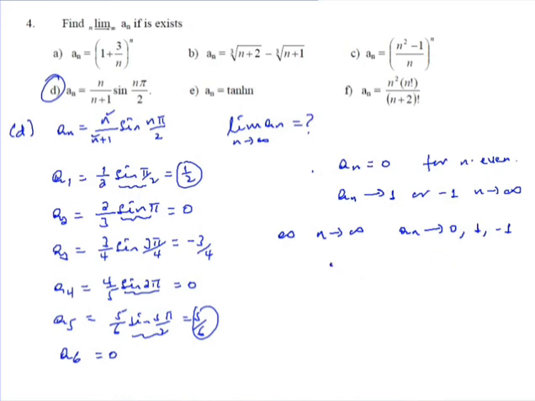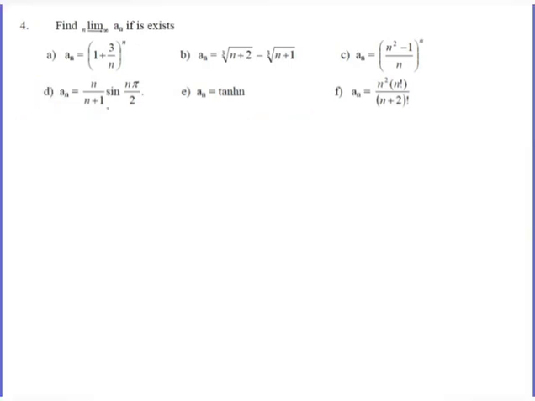So what do we say? The limit of the sequence an as n approaches infinity doesn't exist. The limit of the sequence doesn't exist. Now let's see the e part.